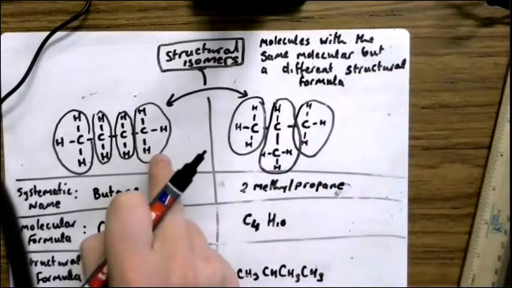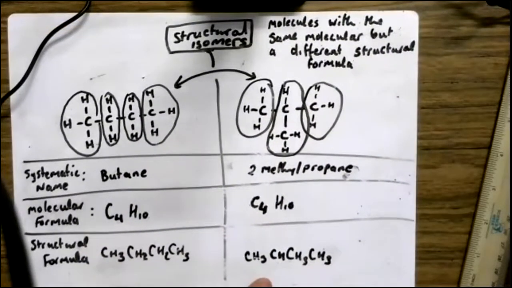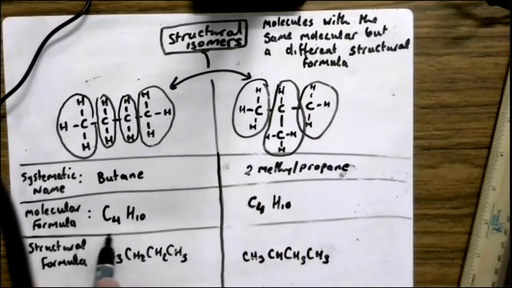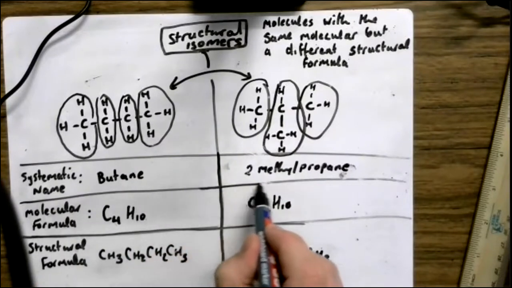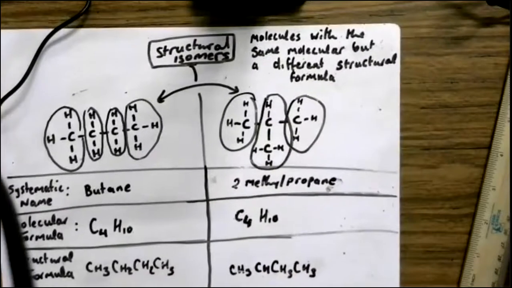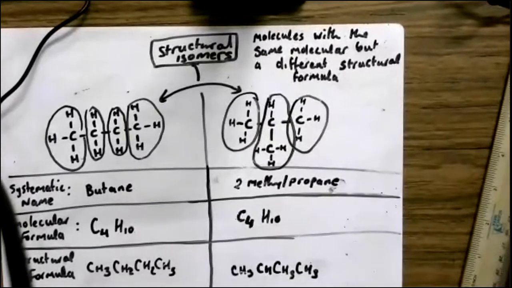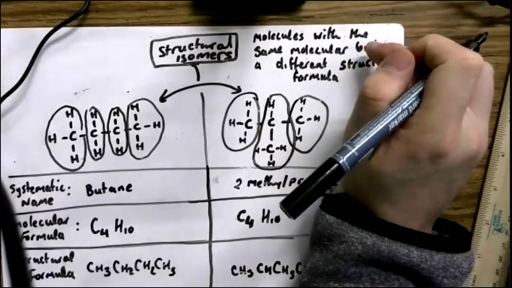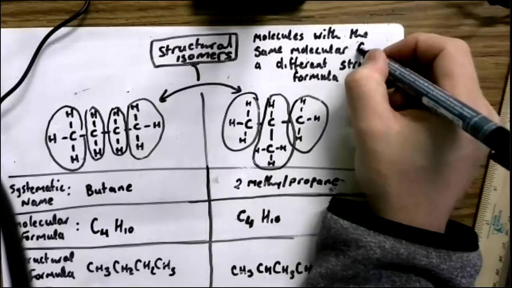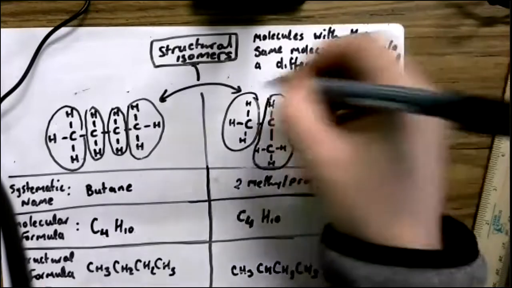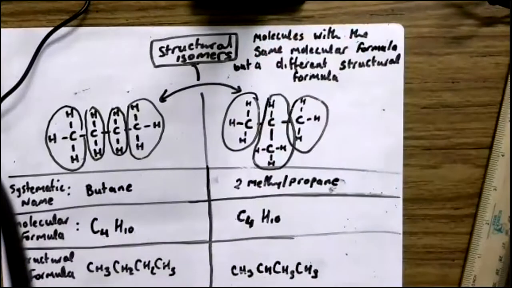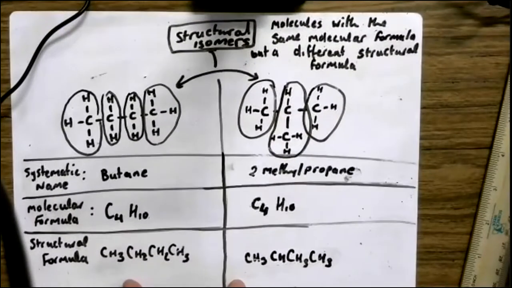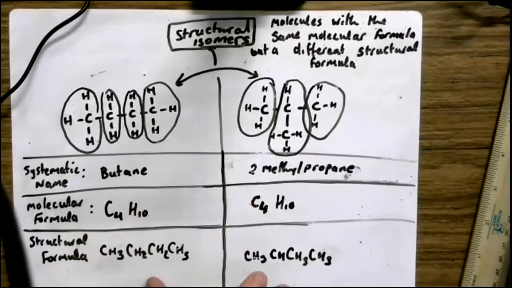So these two things are isomers, not to be mixed up with isotopes. Isotopes are two atoms of the same element with different mass numbers because they have different amounts of neutrons. Not to be mixed up with that. These are molecules with the same molecular formula. That should say formula, sorry. Same molecular formula, but a different structural formula. That is what isomers are. So these are examples of isomers. I'm going to get you to pause the video at this point and take down anything from this diagram that you don't have.